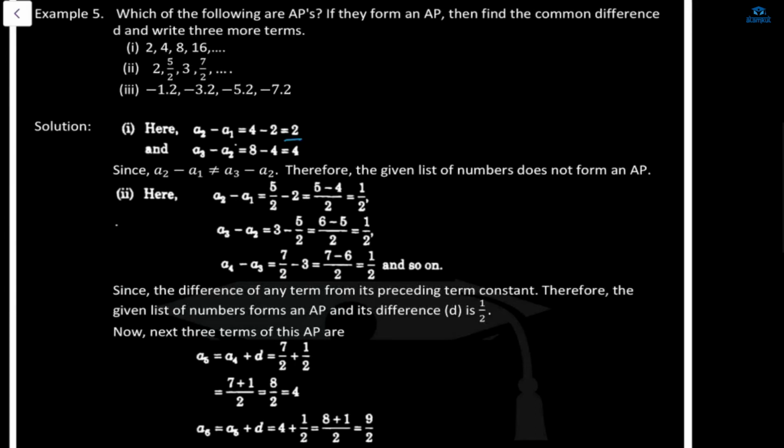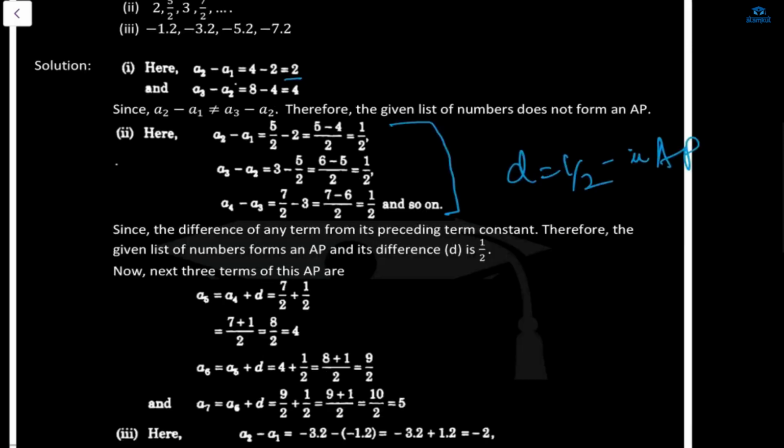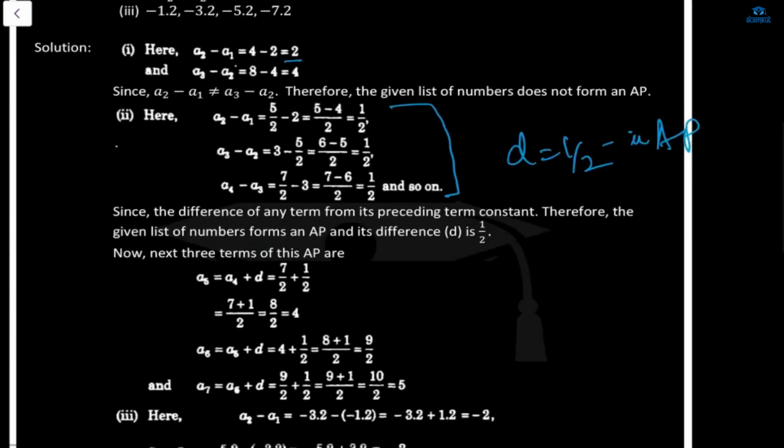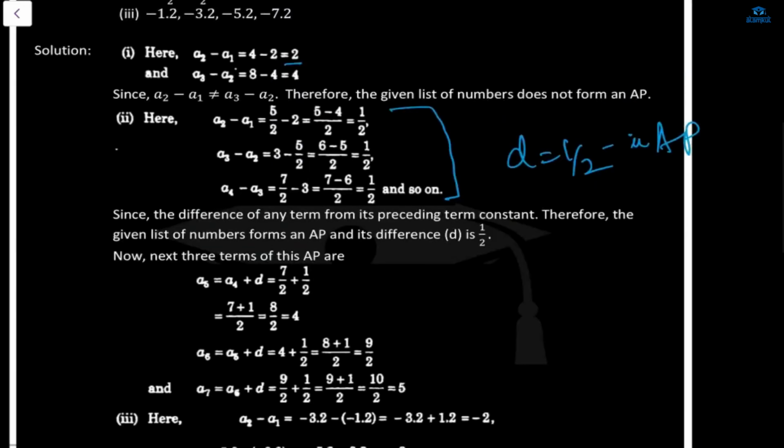So you can see the D is the same. D is equal to half. Therefore in an AP, the difference is the same whenever we subtract a term from its preceding term. So it is in AP. Now, since it is in AP, we need to find out the next three terms. So how are we going to find them?